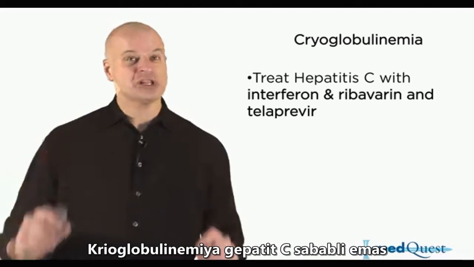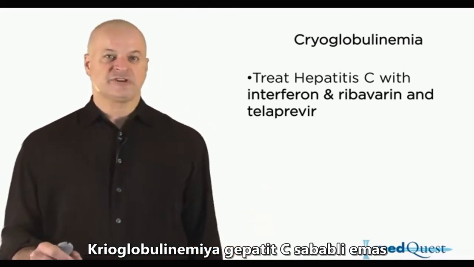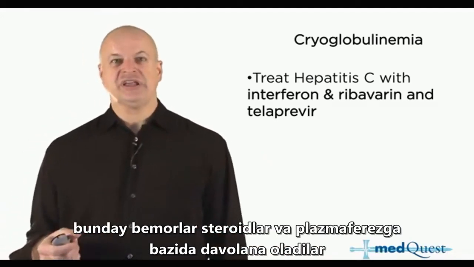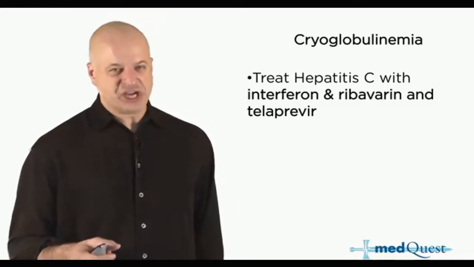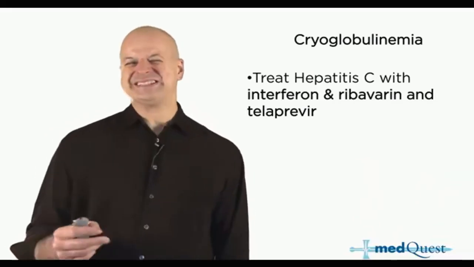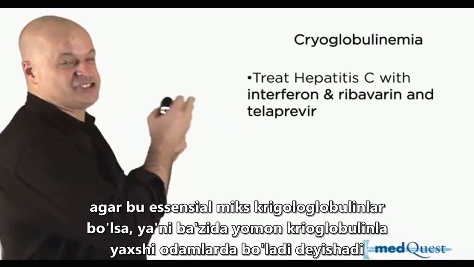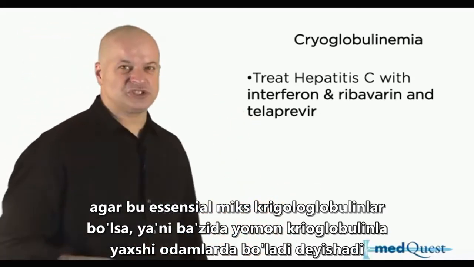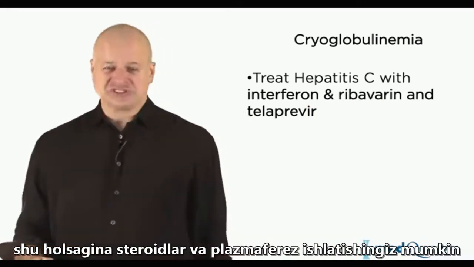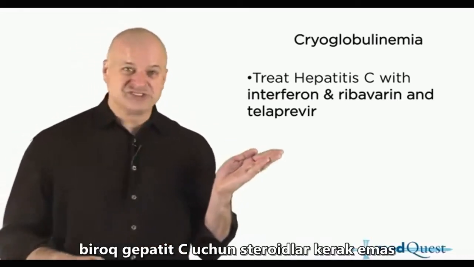Now, for cryoglobulinemia not from hepatitis C, those people we're going to say respond to steroids and plasmapheresis sometimes. That's a change, okay? Because some of the older stuff you'll see says steroids don't work at all. What we mean to say is that steroids are not good for the cryoglobulins from hepatitis C. If it's essential mixed cryoglobulins, which is just like sometimes bad cryoglobulins happen to good people, you might have to use steroids and plasmapheresis for that kind of cryoglobulin. But for hepatitis C, no steroids.